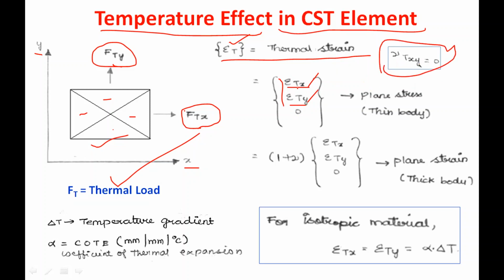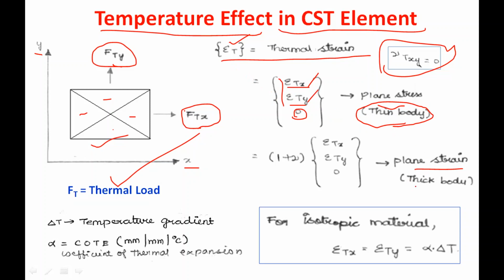So we will have only normal strain due to the temperature change, epsilon Tx and epsilon Ty, and 0 for the gamma. Then we have three different plane elasticity conditions: plane stress, plane strain and axisymmetry. Here we are considering only plane stress and plane strain. For plane stress condition, we know that the thickness of the body is very small. So in that case, we will have the expression for this epsilon T equal to epsilon Tx, epsilon Ty, 0.